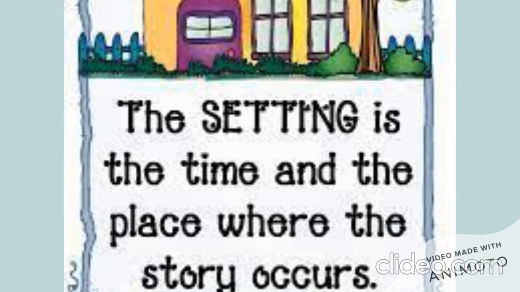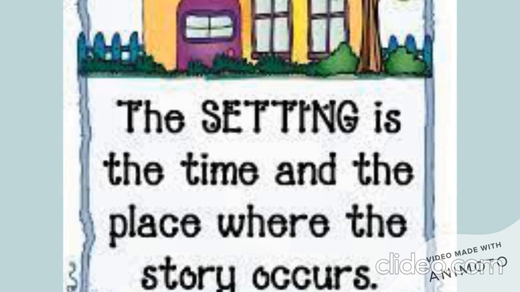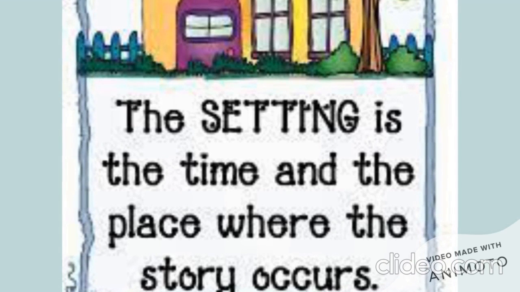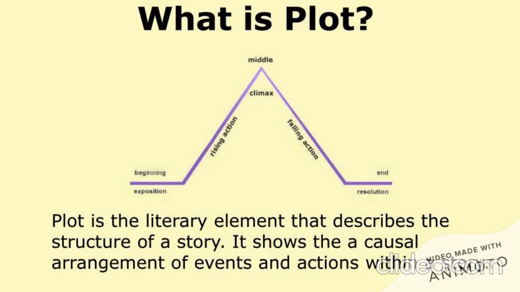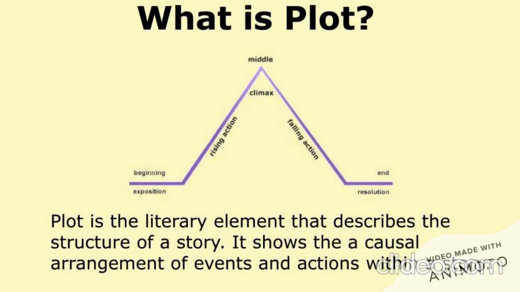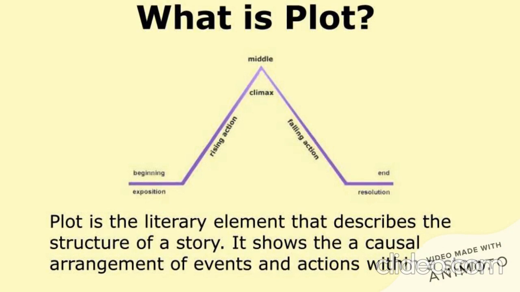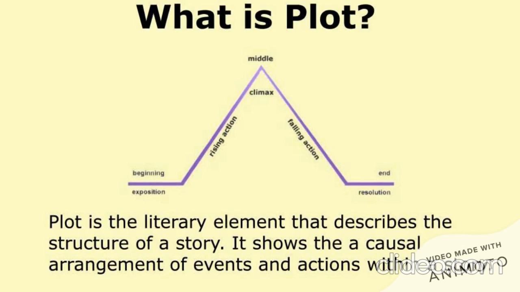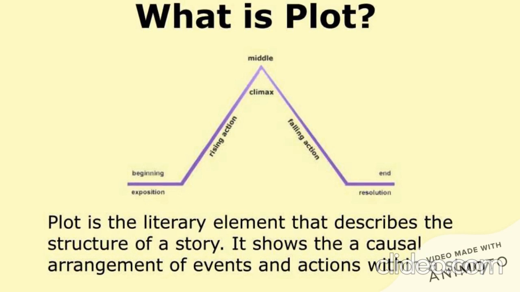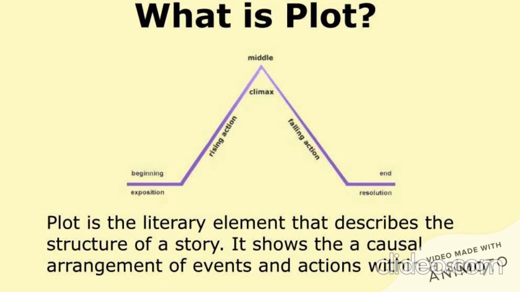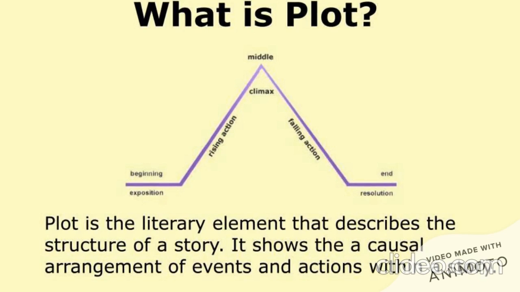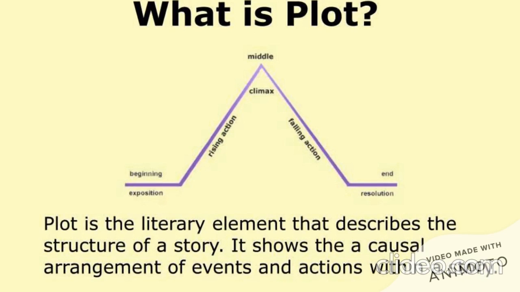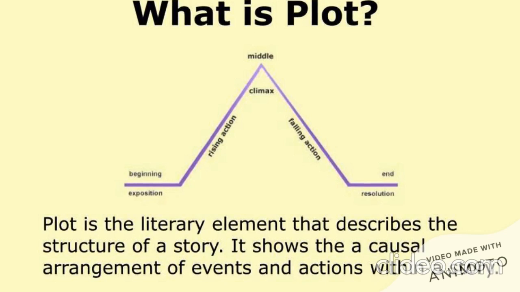What is the plot? The plot is the next element of the story. The plot is the literary element that describes the structure of the story. It shows a causal arrangement of events and actions within a story. The plot is divided into three elements: what happened at the beginning of the story, what happened in the middle of the story, and what happened at the end of the story.